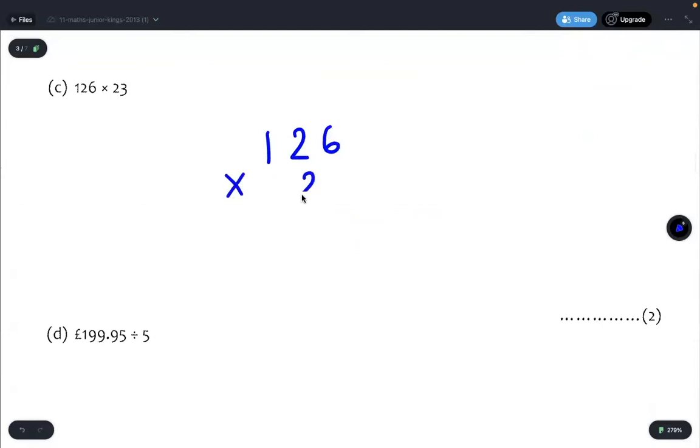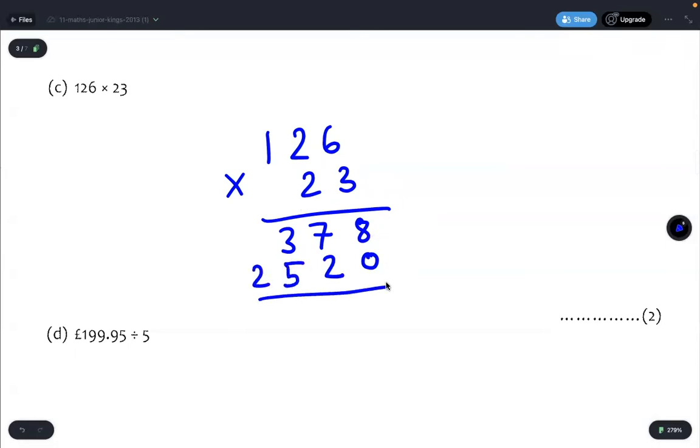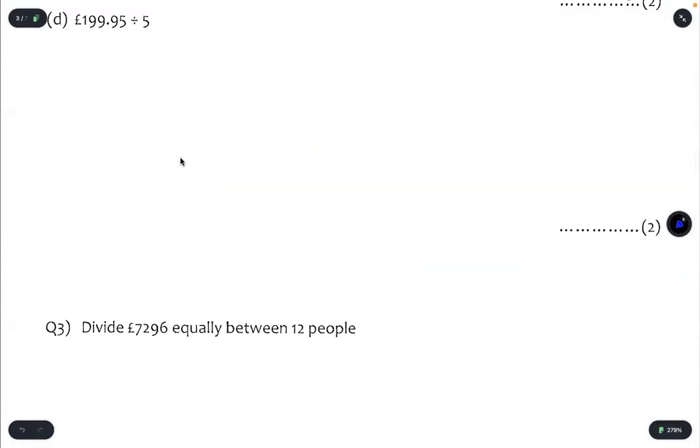126 times 23. 6 times 3 is 18, so 8 extra 1. 2 times 3 is 6, add that 1 is 7, and 1 times 3 is 3. Next row, we've got the 0 first of all. 6 times 2 is 12, so 2 extra 1. 2 times 2 is 4, add that 1 is 5. And 1 times 2 is 2. So then adding these together, 8 add 0 is 8, 7 add 2 is 9, 3 add 5 is 8, and 2 remains here. So we've got 2898.